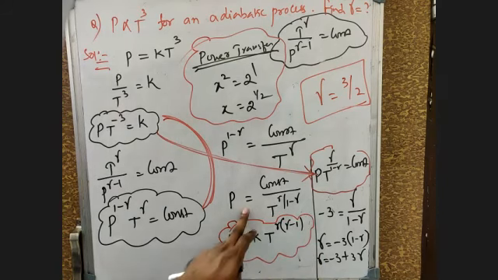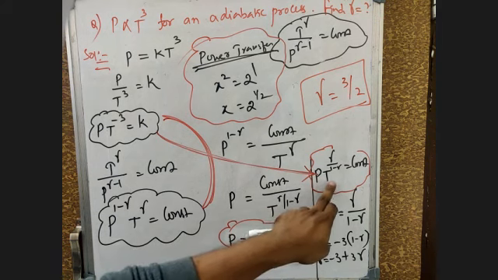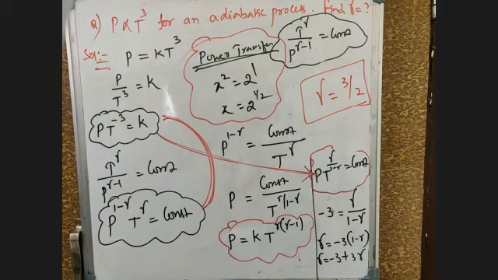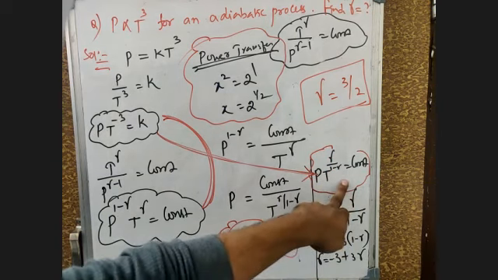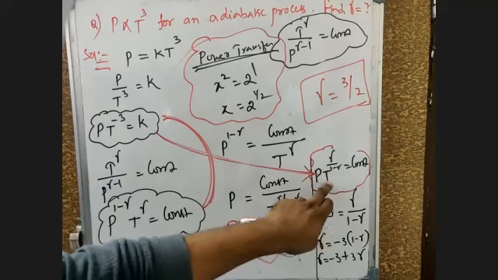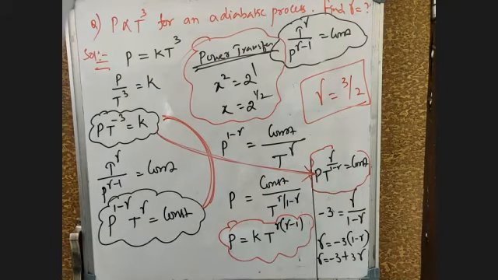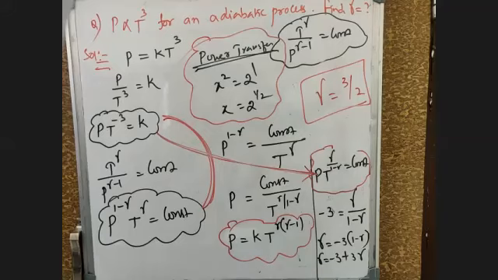Or else I can even write from this one, if I'm taking this term here, P T to the power of gamma by 1 minus gamma is equals to constant. You can also write this relation like this also, beta. It's better, like in your books 90% he will write like this only, P T to the power of gamma by 1 minus gamma is equals to constant. Now I hope you got how we got this one. Okay? So then the remaining calculations you can take care of. Okay, sir.